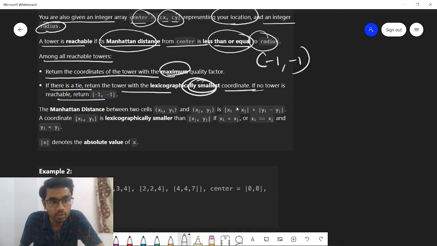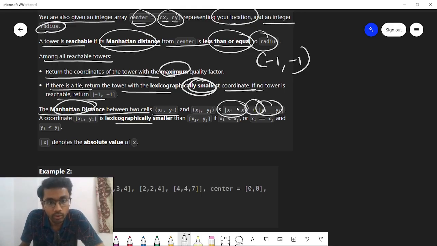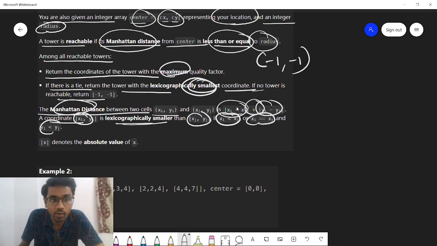And then they have given the definition of Manhattan distance, that it is the distance between two cells xi, yi and xj, yj, such that you take the sum of the absolute difference between the x coordinates and the y coordinates, so you get the Manhattan distance. And then they have said what is lexicographically smaller. A coordinate xi, yi is lexicographically smaller than xj, yj if xi is less than xj, and if x coordinates are equal then yi should be less than yj. And this represents the absolute value of x. This is what the question is saying.